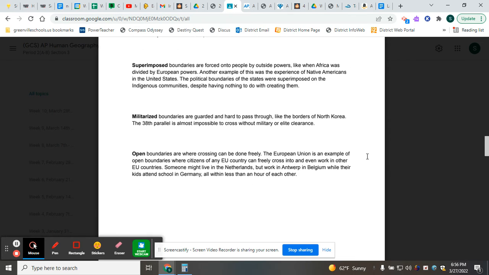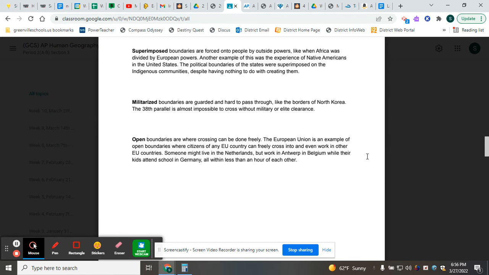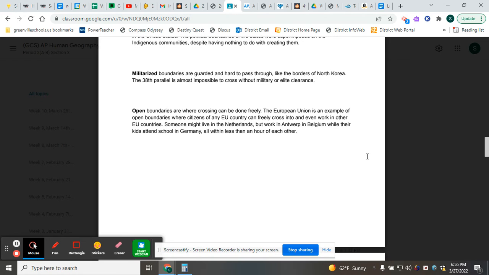Superimposed boundaries are forced onto people by outside powers, like when Africa was divided by European powers. Another great example of this was the experience of Native Americans in the U.S. The political boundaries of the states were superimposed on the indigenous communities despite having nothing to do with creating them. Militarized boundaries, like the 38th parallel that divides North Korea from South Korea. It's almost impossible to cross it without some kind of clearance, either military or political clearance.